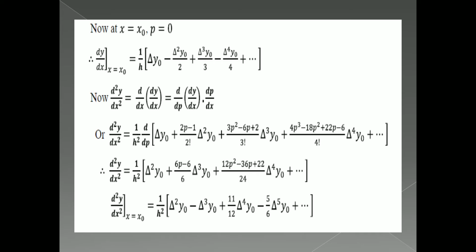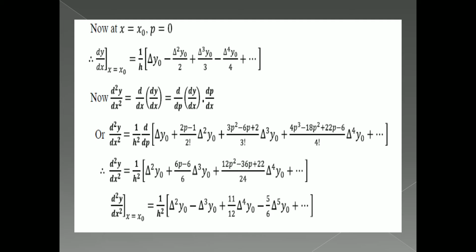Then if we again take the derivative of this formula, we get the second order derivative of y with respect to x, that is d2y by dx square, which is equal to d by dx of dy by dx, which is equal to d by dp of dy by dx into dp by dx. Or the second order derivative d2y by dx square is given by 1 upon h square, derivative with respect to p of [delta y0 plus (2p minus 1) upon 2 factorial delta square y0 plus (3p square minus 6p plus 2) upon 3 factorial delta cube of y0, plus and so on].